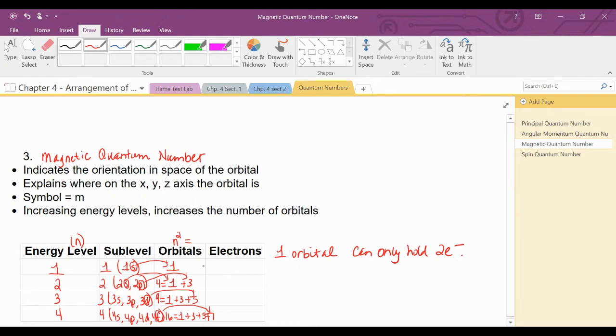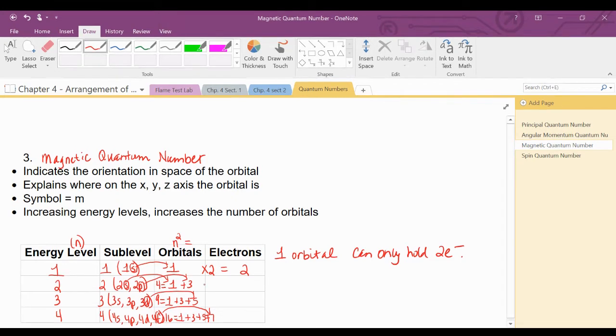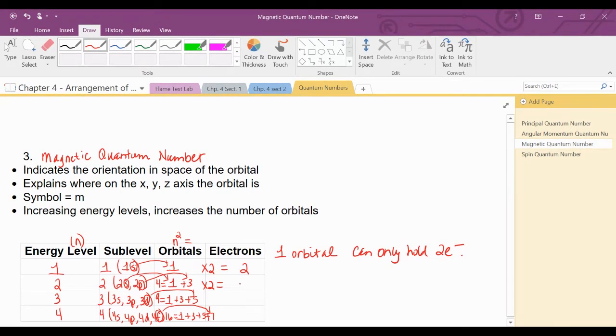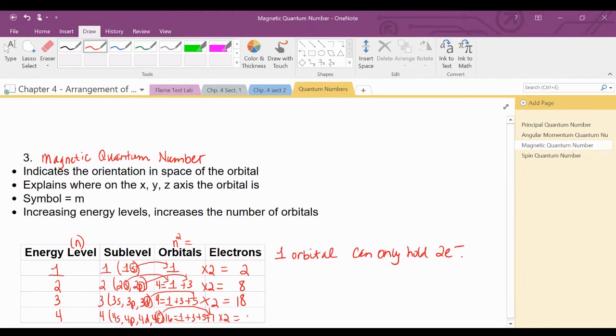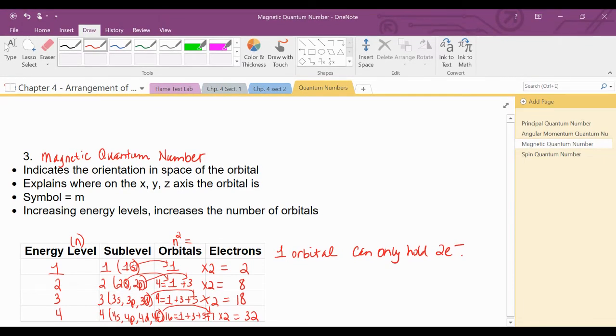So if I take the orbitals and multiply by 2, that means the first energy level can have 2 electrons. If I take the second energy level and multiply by 2, so 4 times 2 means there can be 8 electrons. If I take the orbitals in the third energy level and multiply by 2, so 2 times 9 would be 18. And if I take the 16 orbitals in the fourth energy level and multiply by 2, that means it can hold a total of 32 electrons.